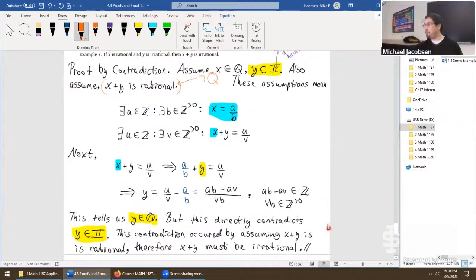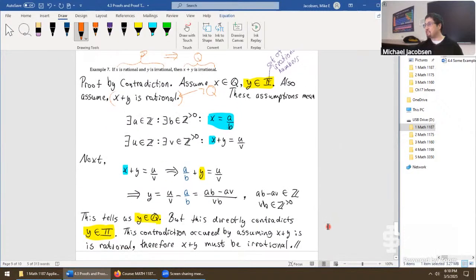So it's a weird style of proof. And what we're going to try to do is implement it again to show the square root of 2 is irrational. First, any questions about the idea of proof by contradiction so far?